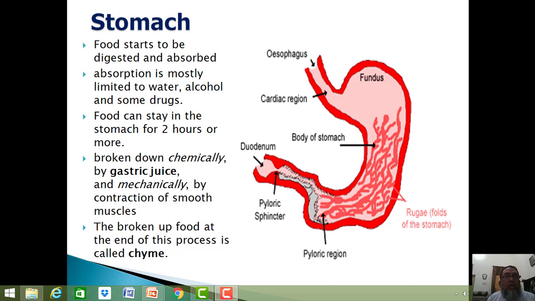Bismillahirrahmanirrahim. Last time we finished up to the histology of the esophagus. Now we move on to the next organ, the stomach.